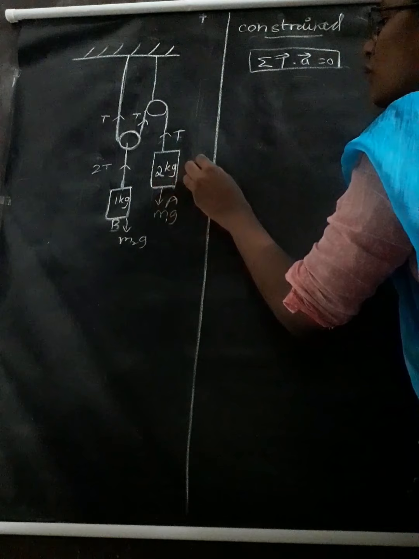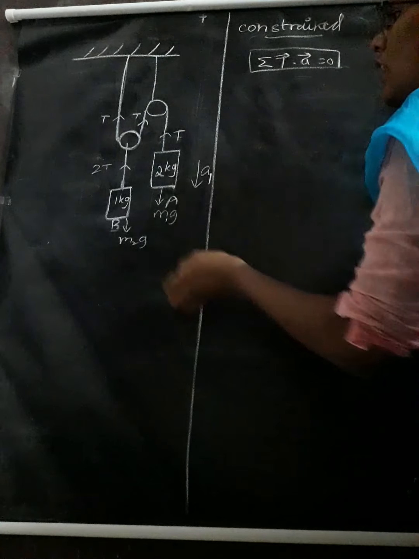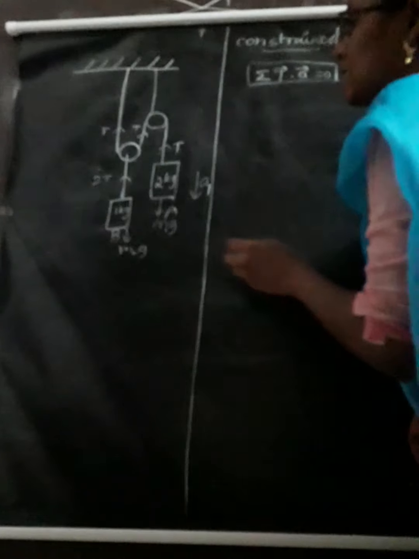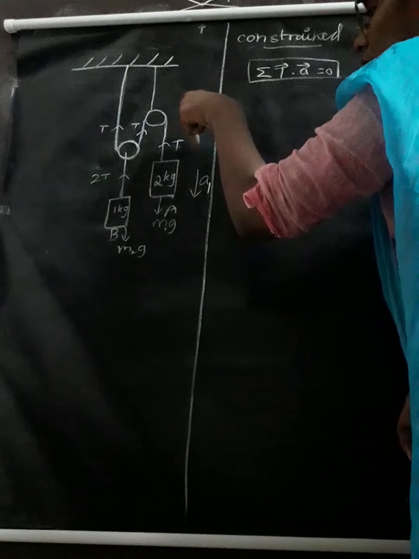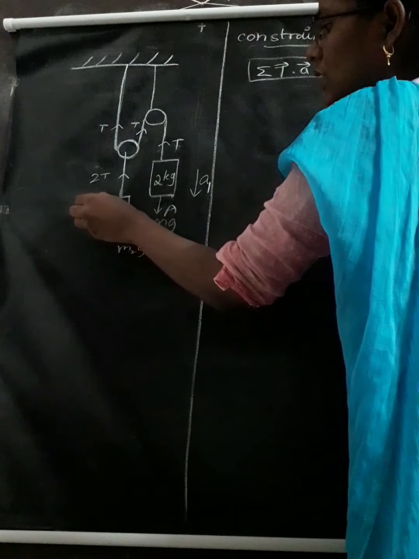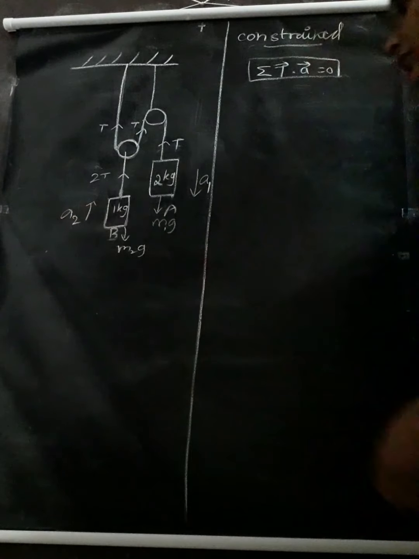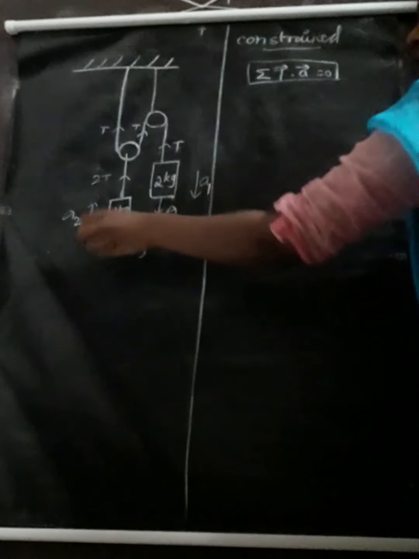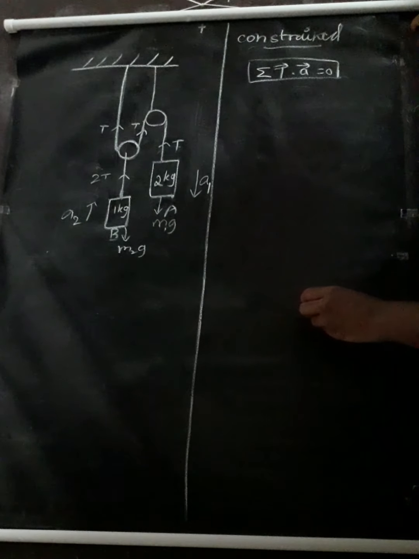Since this 2 kg weight is higher, the whole system is going to move in this direction. So this block will move downwards with an acceleration A1, and this block will move up with an acceleration A2. Both the accelerations are not the same. Now we are going to find the relationship between A1 and A2.